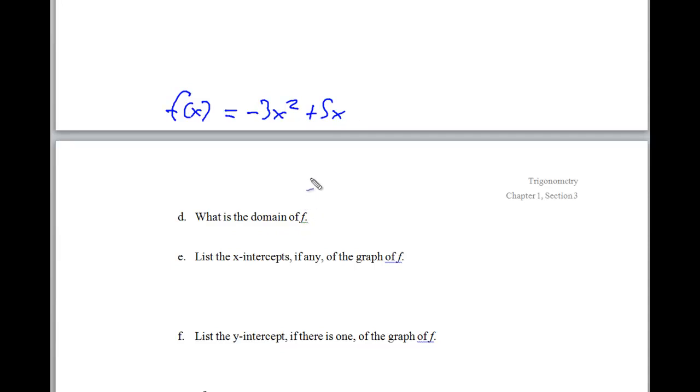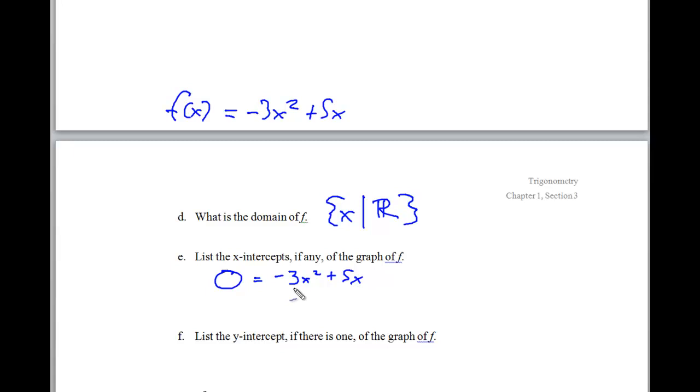Now, what's cool about this function is if you actually graph it, it has no excluded values, there's no denominators, there's no roots, the domain is real. All right, and you would see that it's a parabola, and it would go infinitely in both directions. Now it says here, list the x-intercepts, if any, of the graph of f. So what that means is that we want to know when does this hit the ground, and the ground is 0. So at what values of x does this hit the ground?